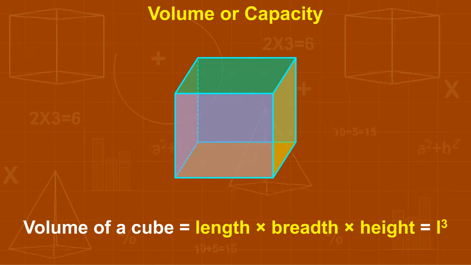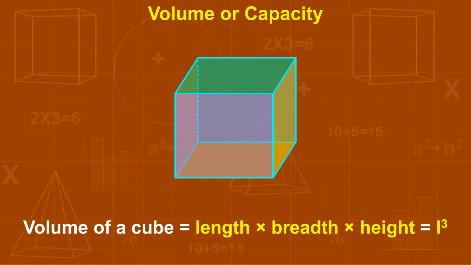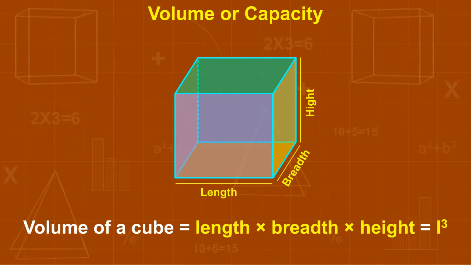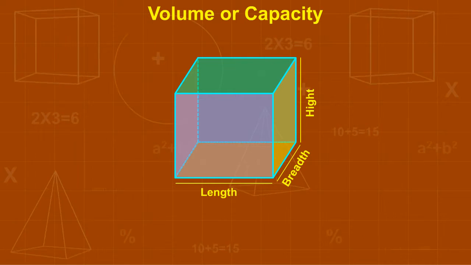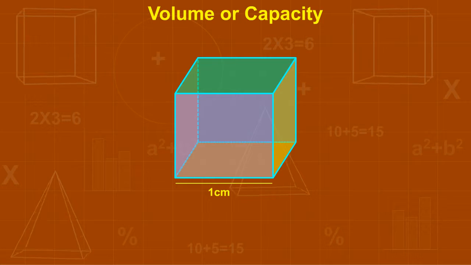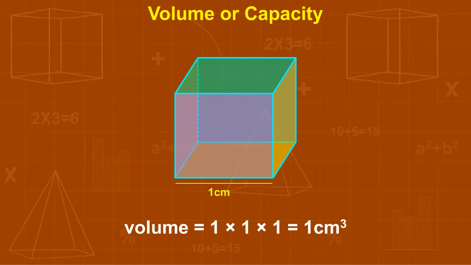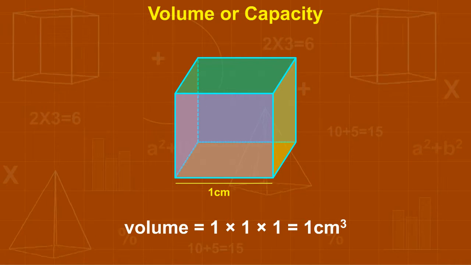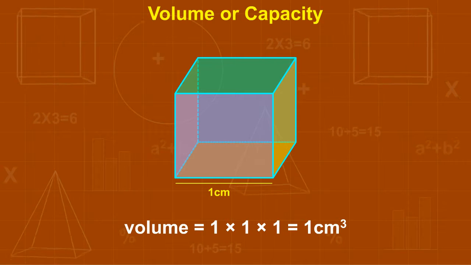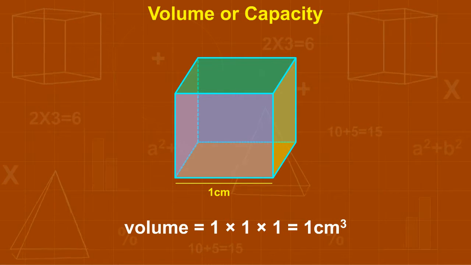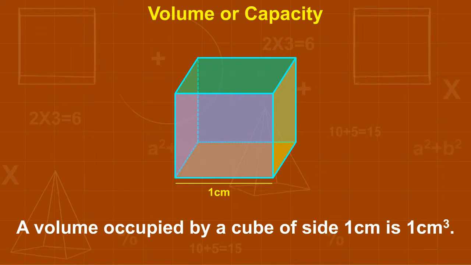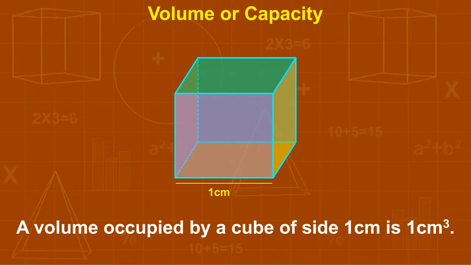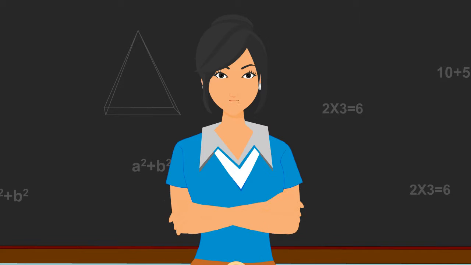So, volume of a cube is equal to length into breadth into height, which is equal to L cube. For a cube of length of a side 1 centimeter, volume is equal to 1 into 1 into 1, which is equal to 1 centimeter cube. Therefore, the volume occupied by a cube of side 1 centimeter is 1 centimeter cube. So children, this is the way to find the required volume.